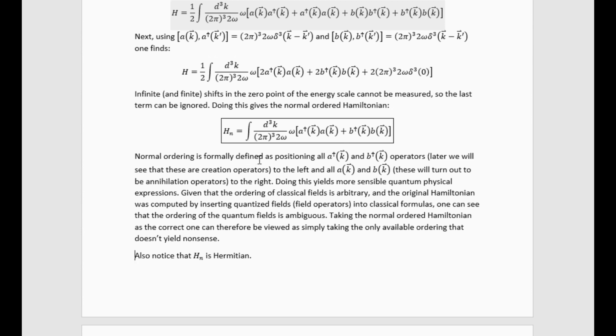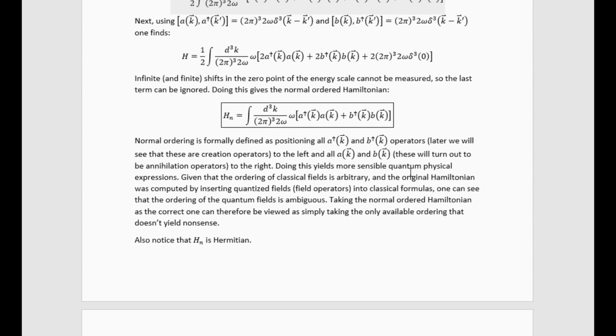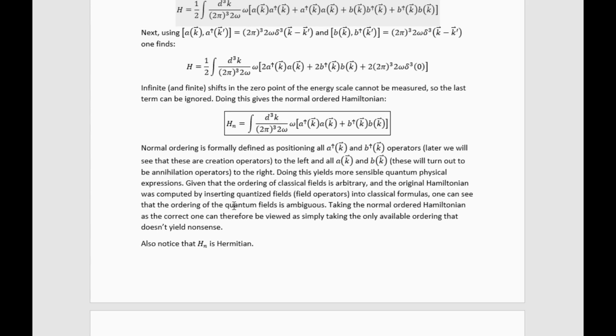Normal ordering is formally defined as positioning all a dagger and b dagger operators, which later we will see are creation operators, to the left, and all a and b, which we will see are annihilation operators, to the right. Doing this yields more sensible quantum physical expressions, given that the ordering of classical fields is arbitrary, and the original Hamiltonian was computed by inserting quantized fields into classical formulas.